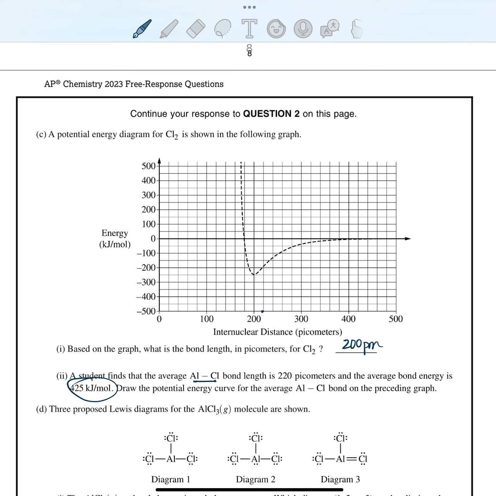So I know that the bottom of this curve is going to be here on this axis, but I also need to use this information here. 425 kilojoules per mole, that's the average bond energy. So negative 400 is here, and this line is 450, so 425 is in between. So I know that the bottom of the curve needs to hit right there, approximately. Okay, so my aluminum and chlorine curve is going to look something like this. This is going to go further down, and then it'll approach 0 again. And you can check your answer on the AP answer key to see it in perfect detail, but it's approximately there to represent this 425 kilojoules per mole and this 220 picometer bond length.